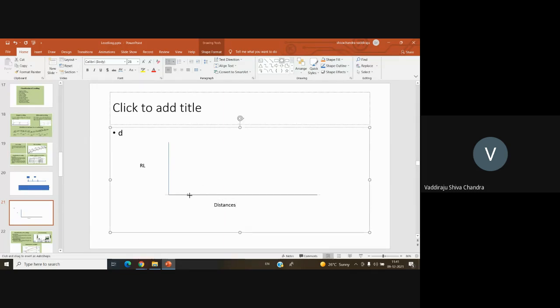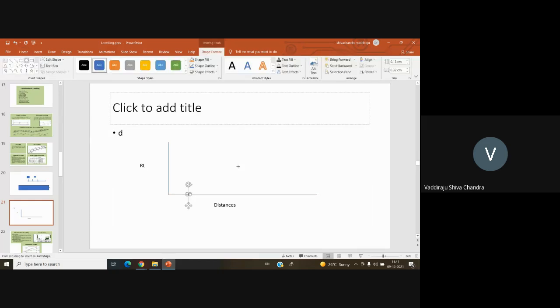Depending on whatever interval you have taken, based on that. Assume that this is 5 meters, first one, 10 meters, 20 meters, 30 meters, 40 meters, 50 meters. Okay. At each distance, you'll be getting some RL values. So you'll be plotting that on the y-axis. So these are the corresponding RLs.